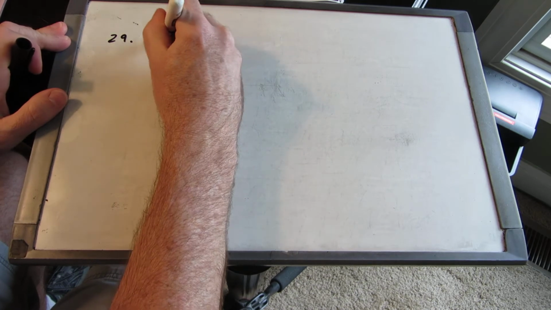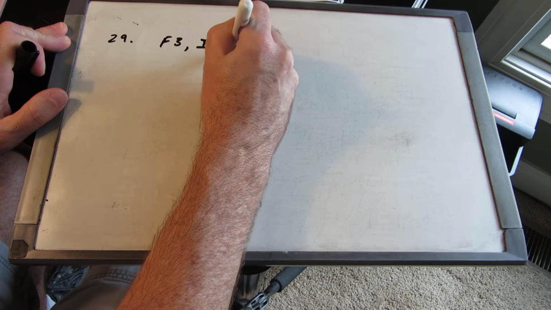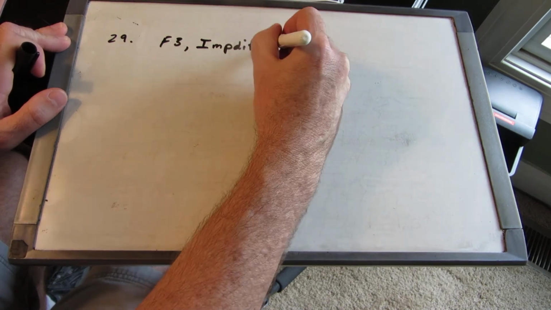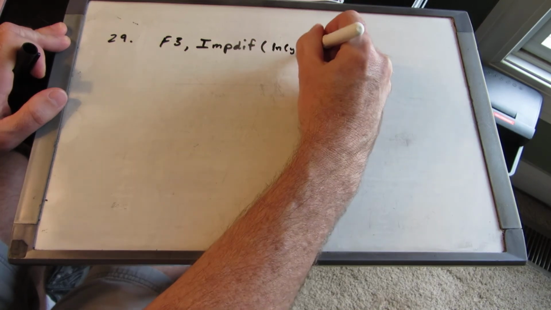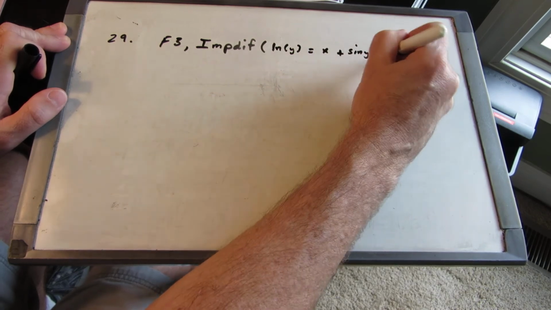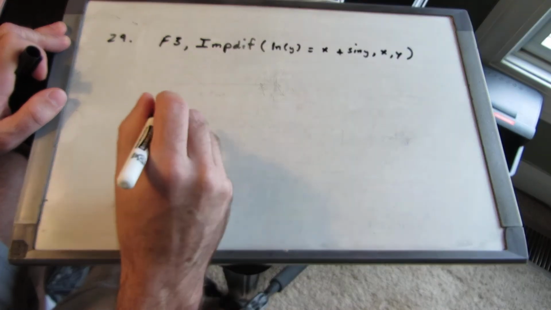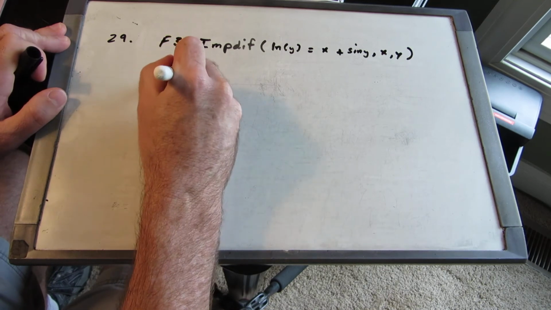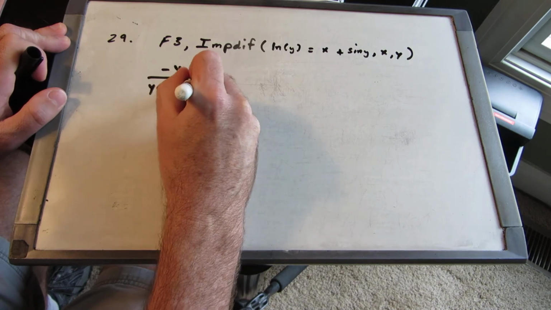So you'd hit F3, and then one of the options, if you scroll down, is imp diff. Then you'll have a left parenthesis and put natural log of y, you have to put the y in parentheses, is equal to x plus sine y, comma x, comma y. You have to put both variables. The answer it will give you is minus y over y cosine y minus 1.